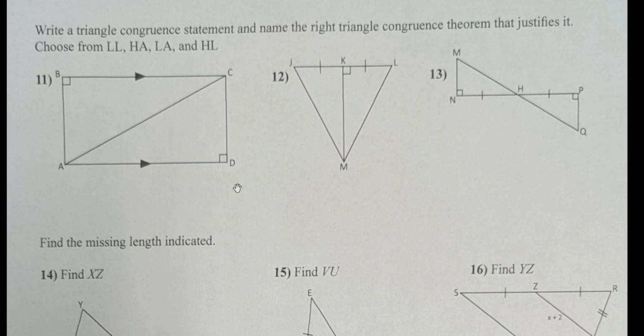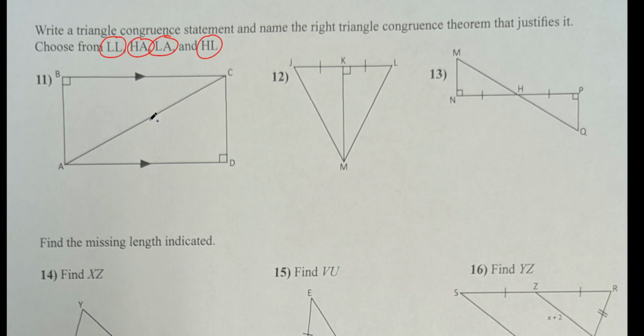All right, here's more of this stuff. Write a triangle congruent statement. Again, what is that? It's triangle this is congruent to triangle that. Write a triangle congruent statement and name the right angle or the right triangle congruence theorem that justifies it. And I give you a choice, that's nice of me. I put it on here. So I give you a choice of what it's going to be. So let's take a look.